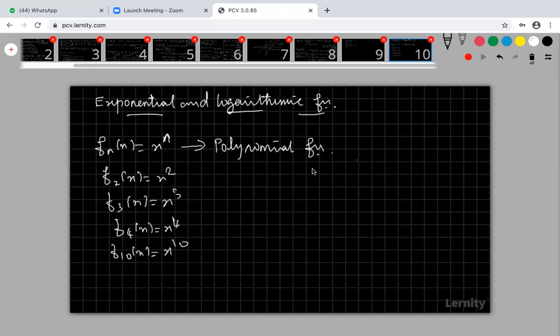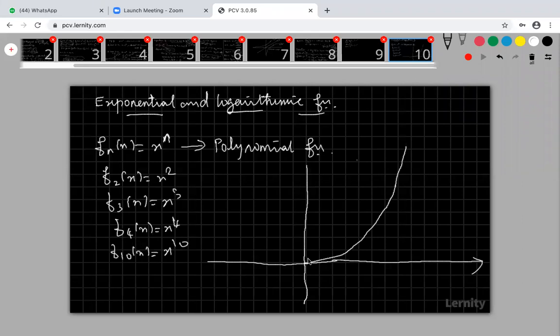Okay, now see the curve diagram. So see the diagram. My x power 4 is going like that. This is my x power 3. The curve is going like that. My x power 2, it is coming like that. My x power 10, this is coming like that. So see the curve. This is my y is equal to f of x is equal to x power 10. This is my y is equal to x power 4. This is my y is equal to x power 3. This is my y is equal to x power 2.